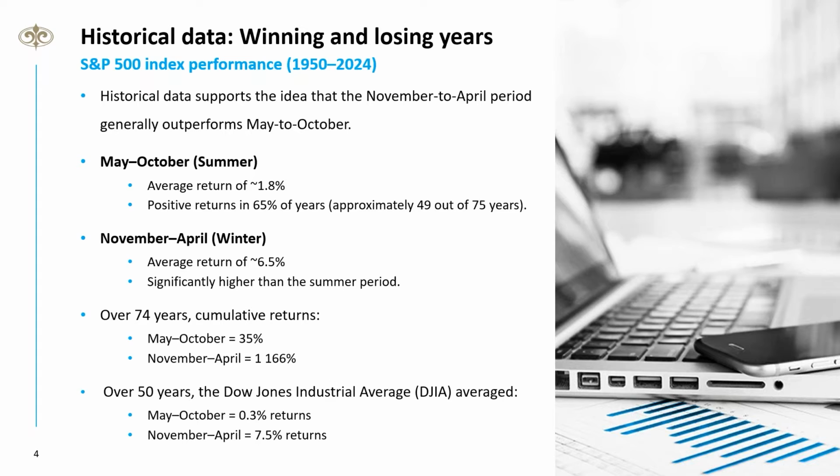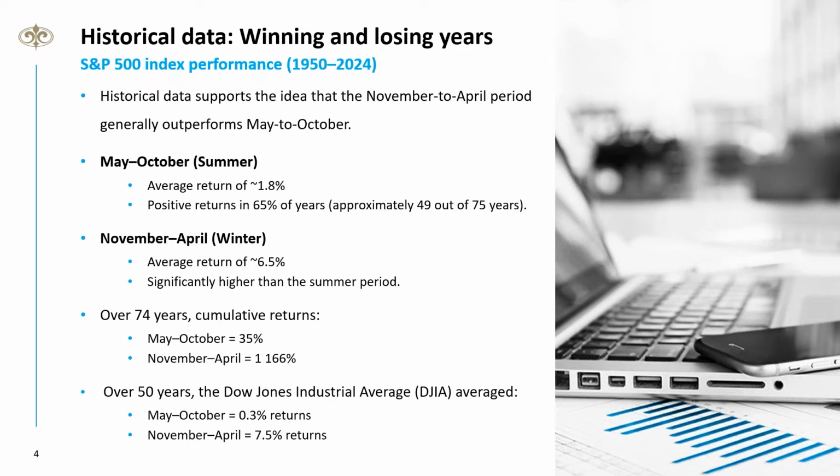Using that scenario where you sell in May and then go away for 6 months and come back in November, how does it apply? Yeah, the historical data does support that the November to April period, which is the Northern Hemisphere winter period, generally outperforms the May to October summer period. So I'm going to stick to that scenario.